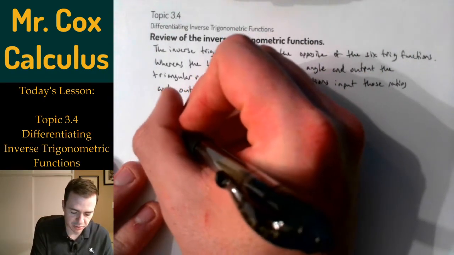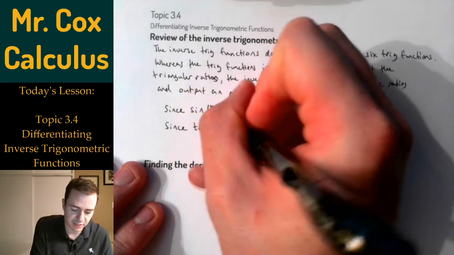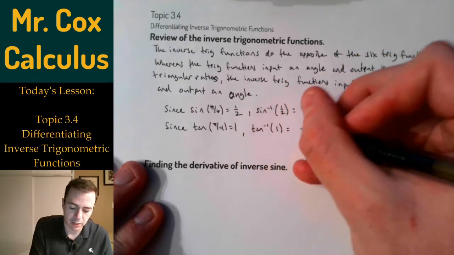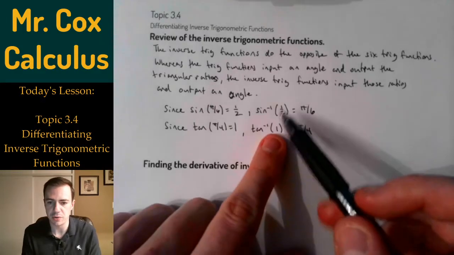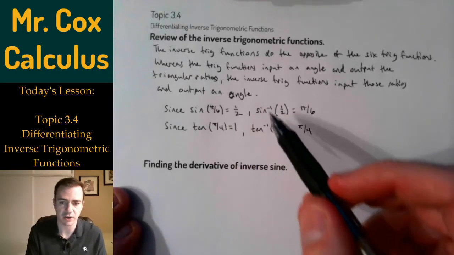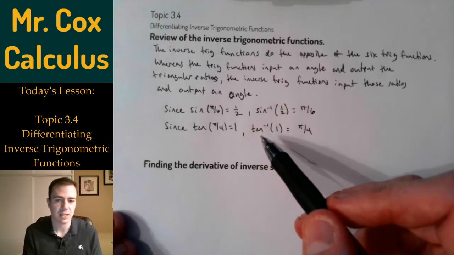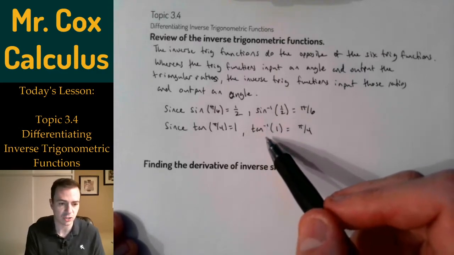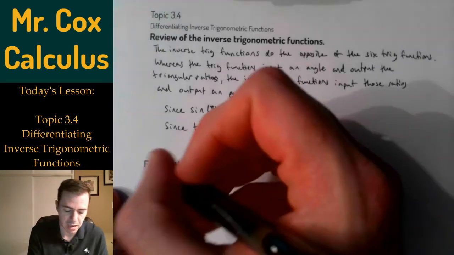Just going through some others here, so we could say since the tangent of pi over 4 is equal to 1, that means that inverse tangent of 1 is equal to pi over 4. And one other thing, just to remind you, there are 2 notations for inverse trig functions. This is the first. That -1 is not an exponent. It is a notation saying that's inverse sine, inverse tangent. That is not sine of something raised to the -1 power.